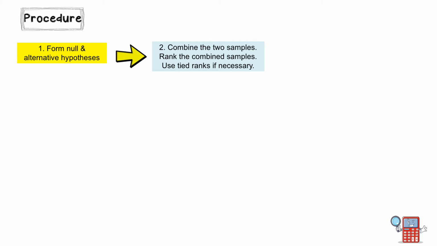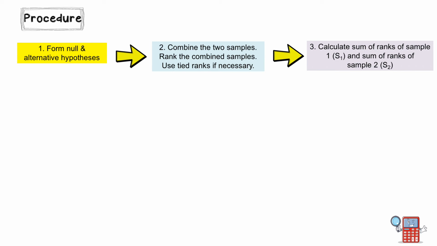Now let's have a look at the procedure that we need to perform in order to analyze non-parametric data using the Mann Whitney test. The first step, like in any other statistical test, is to form the null and alternative hypotheses. Followed by the second step, where we combine the two samples and rank the combined samples from the lowest to the highest. In the third step, we calculate the sum of ranks of sample 1 as R1 and the sum of ranks of sample 2 as R2.